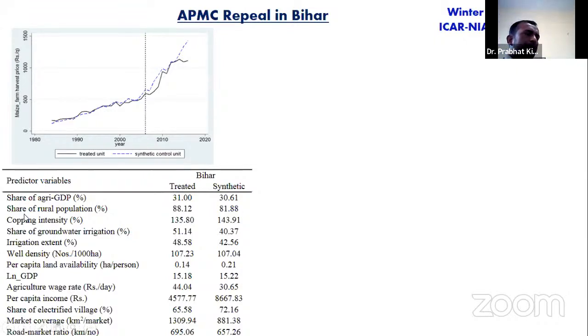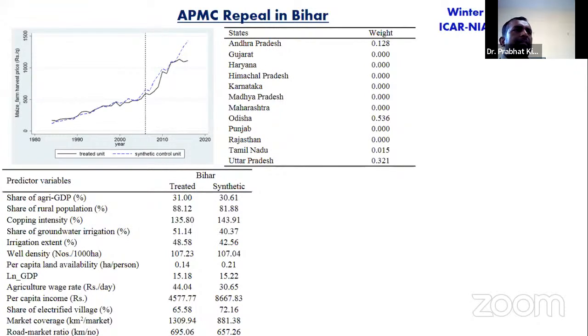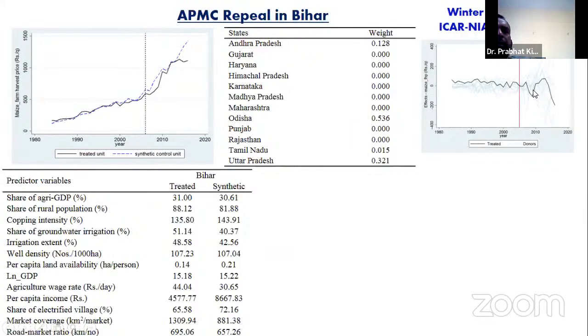Here we have selected these variables in our model to construct the counterfactual. And here we have farm harvest prices of maize. So here, if you see how it was in Odisha, Andhra, then Tamil Nadu and Uttar Pradesh, and how that effect has been there, we are interested in the post-treatment period here. Nothing happens in Bihar.